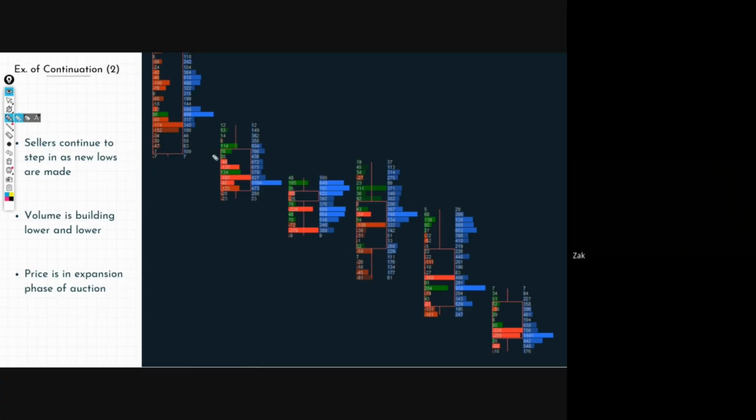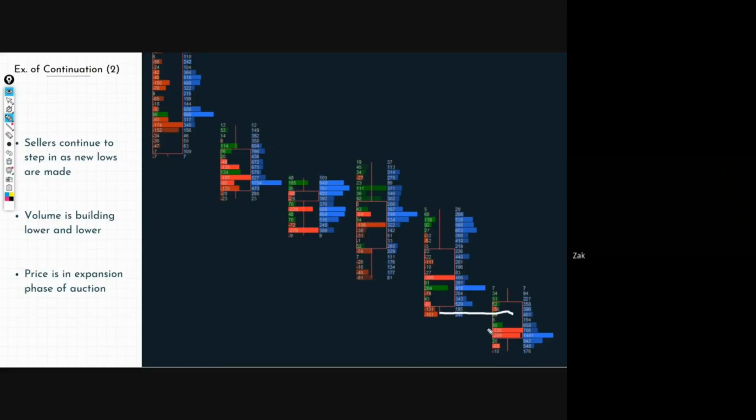Same idea, pretty much. Sellers are continuing to step in as we make new lows. New low right there, they press. New low right there, they press. New low in this area, they're kind of pressing. New low, they press. It's not always the cleanest. Obviously, this press is slightly higher than the new low. Markets aren't perfect, but it's a feel. That's what you're trying to get out of this.